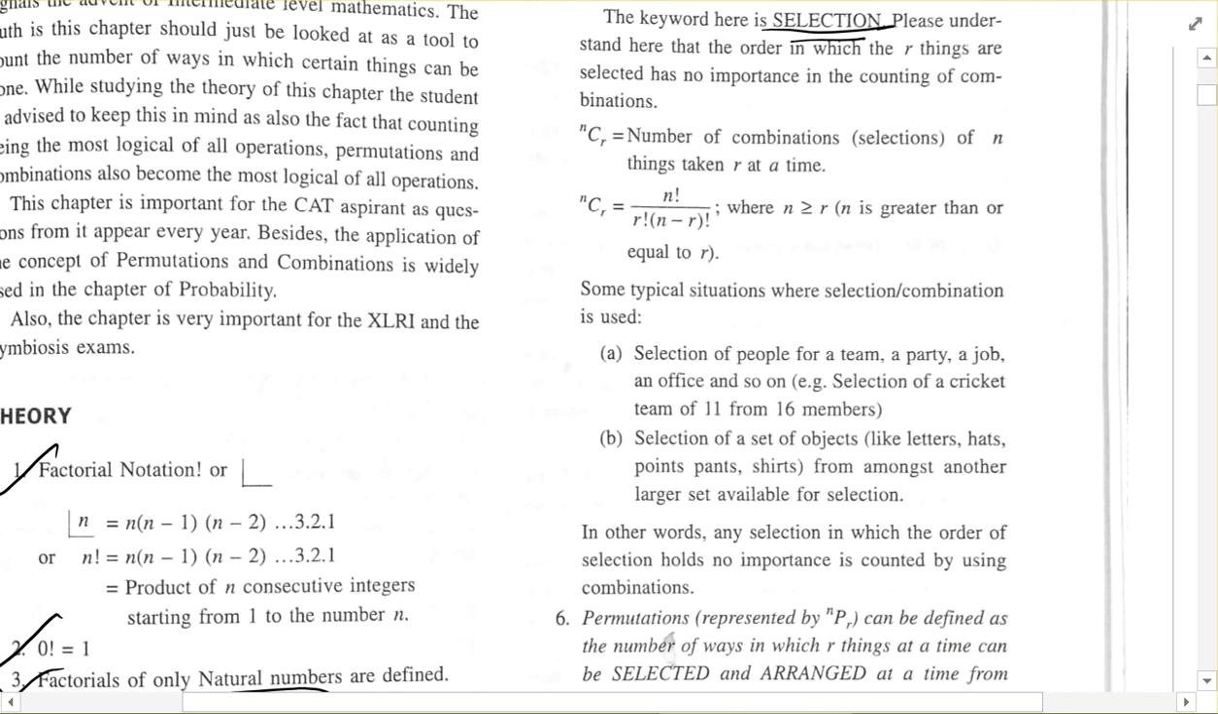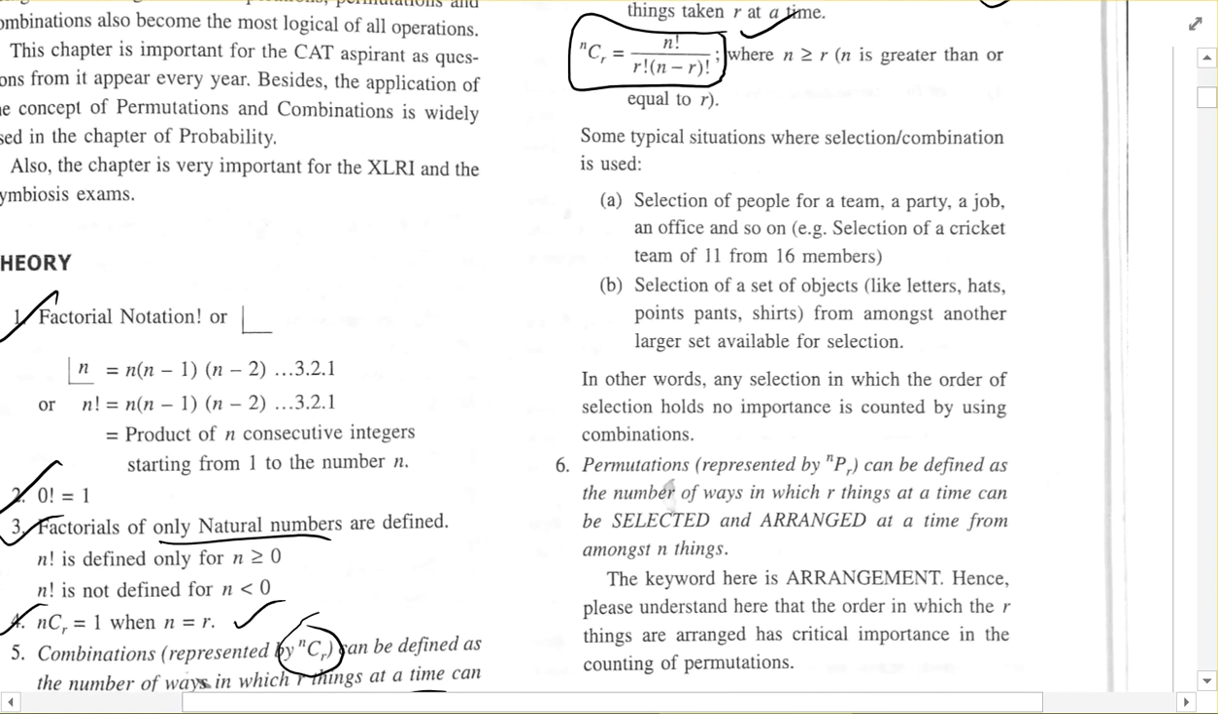I told you in the previous video that NCR is equal to the number of combinations of n things taken r at a time. The formula for NCR is this, I told you already. Some typical situations where selection is used: selection of people for a team, a party, a job, an office, and so on.